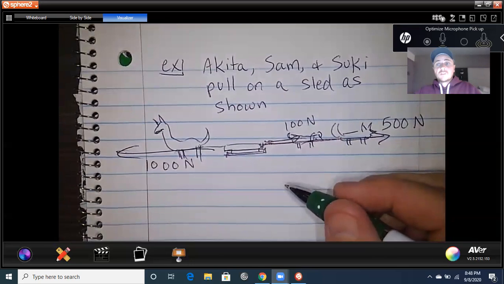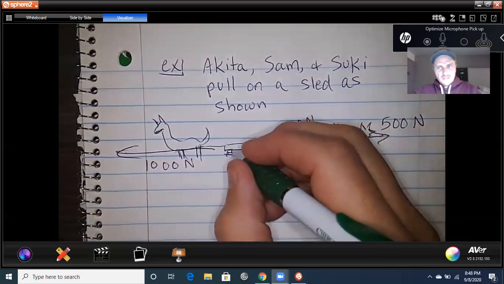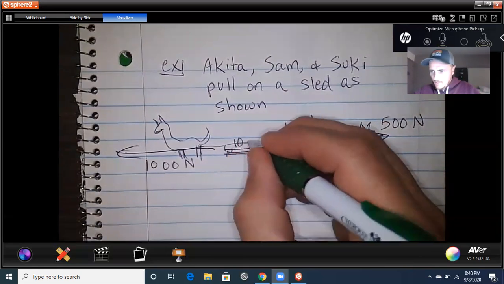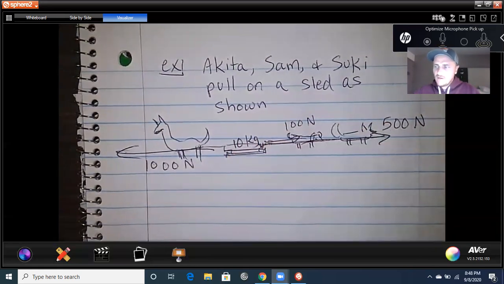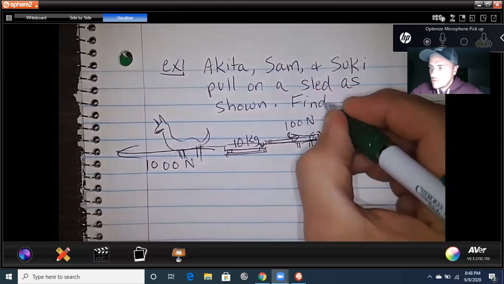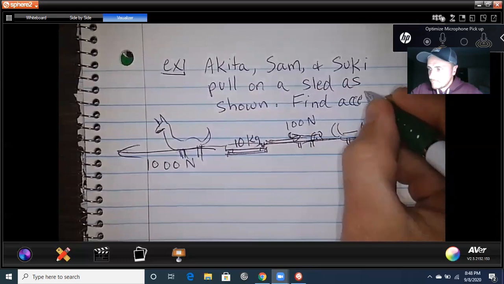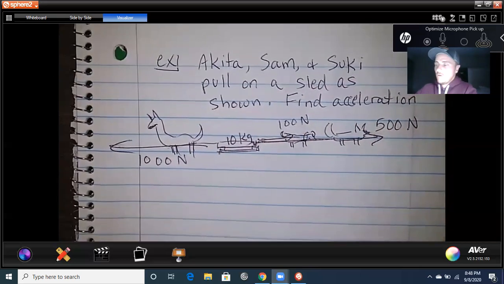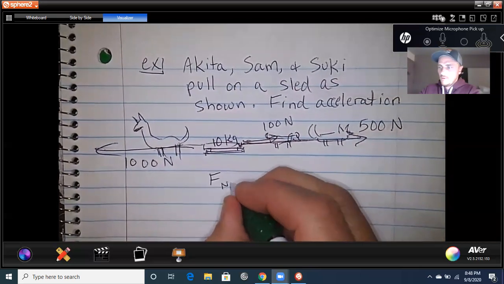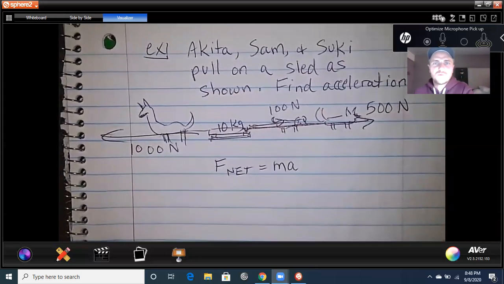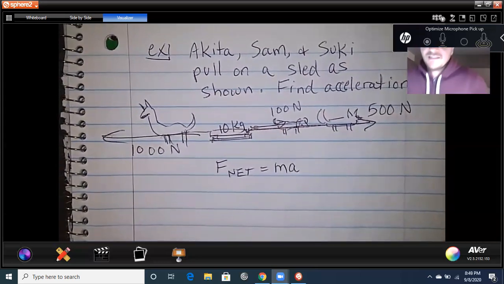All right, let's go ahead and solve. If the mass of this sled is, I don't know, let's just go 10 kilograms, keep our math easy, right? Let's find acceleration. Cool. So how would I do this problem? I wish I could tell you this is as easy as our FNet problems will be in AP Physics, but that is not the case. This is very much an introduction problem.